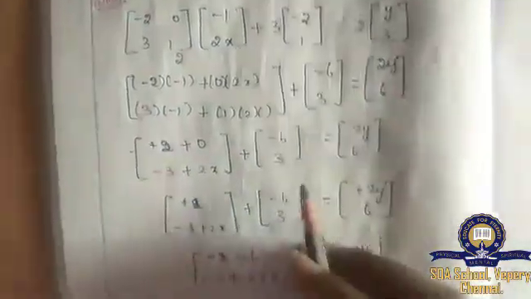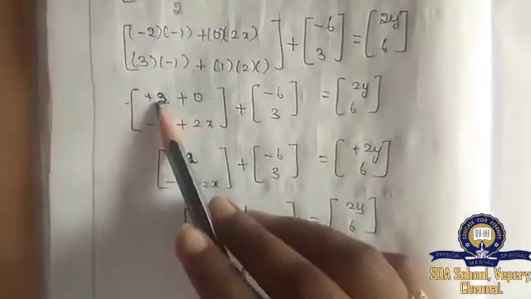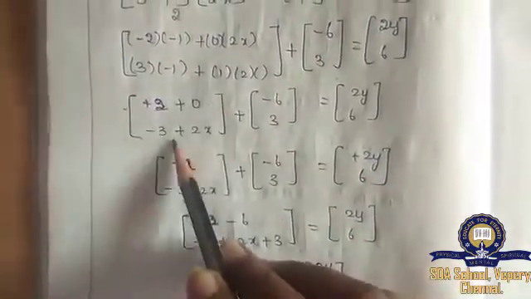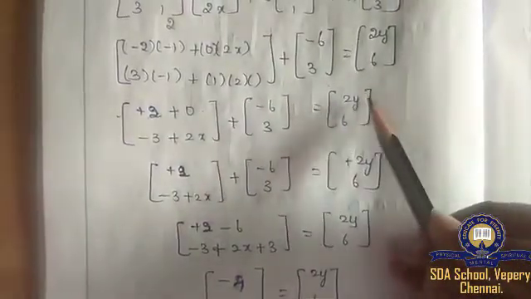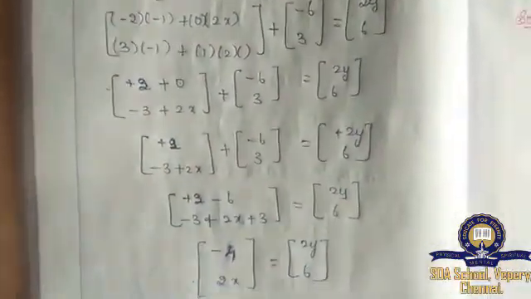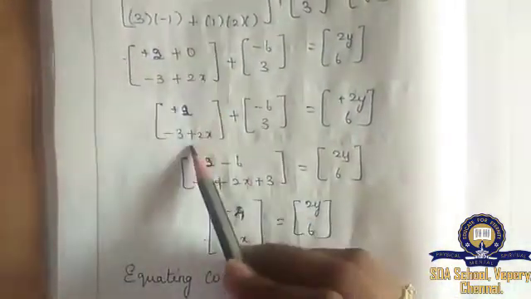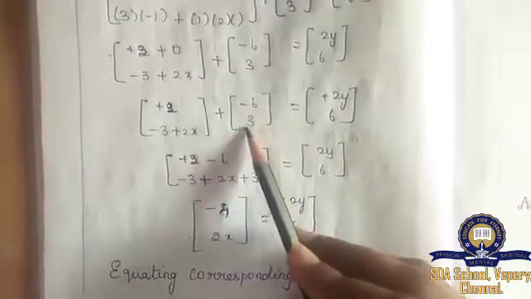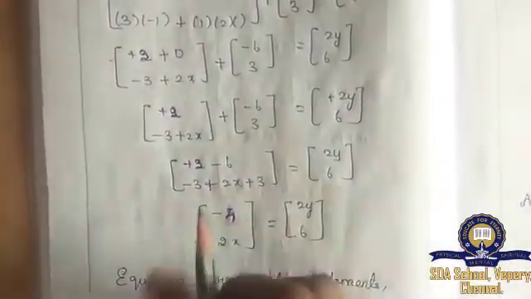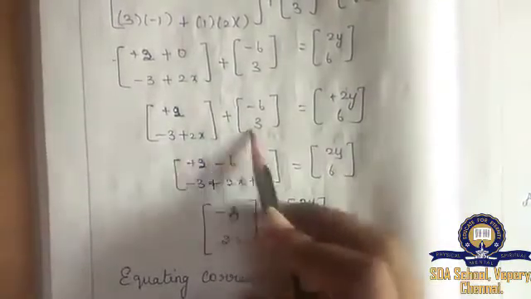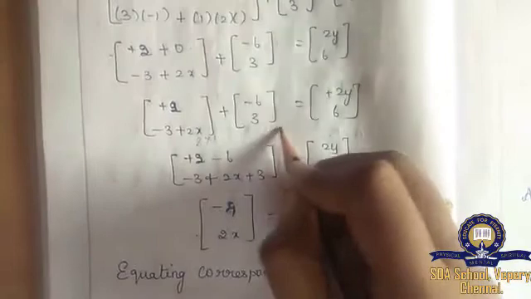Now we go for the same procedure. Minus 2 plus 0, minus 3 plus 2x plus minus 6, 3 equal to 2y and 6. So 2 plus 0 is 2, minus 3 plus 2x plus minus 6, 3 equal to 2y and 6, right? So here you have two matrices, right? The order of these two matrices is also the same. So this is 2 by 1 and this is also 2 by 1.